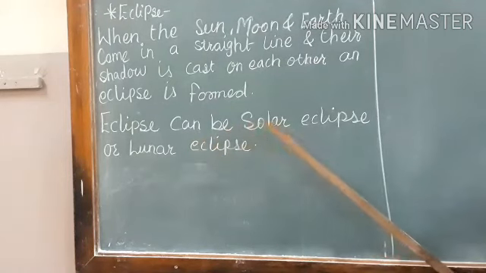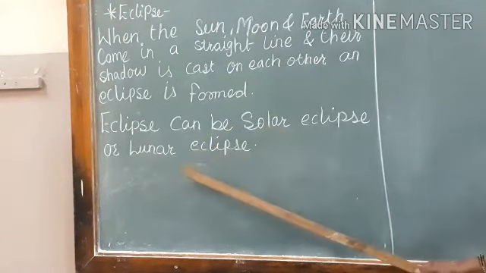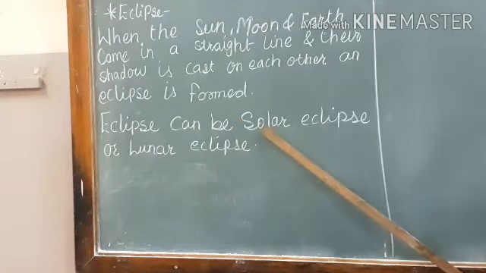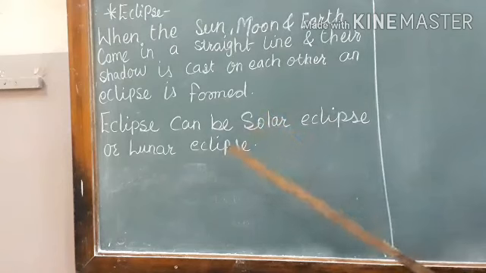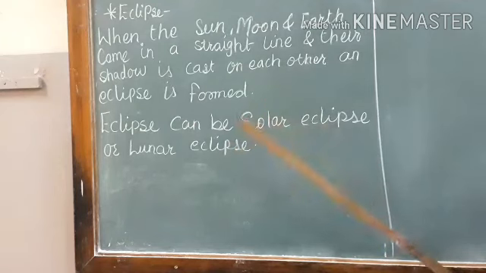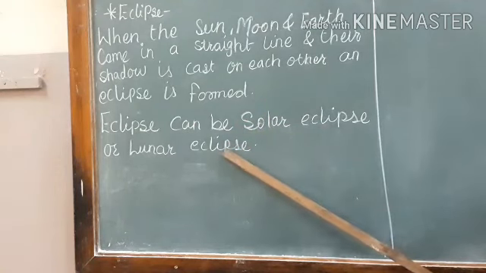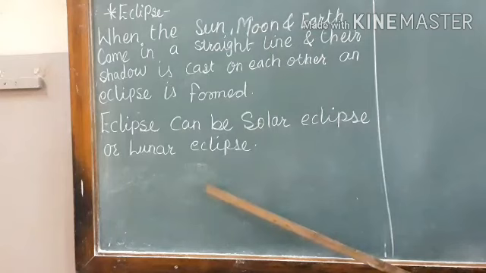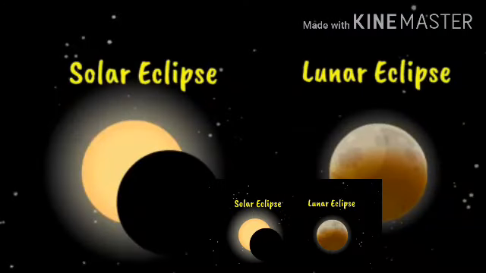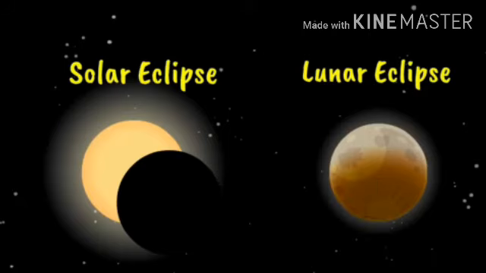Eclipse can be solar eclipse or lunar eclipse. Solar eclipse is of three types: total, partial and annular. Lunar eclipse is of two types: partial or total. The diagram shows you solar eclipse and lunar eclipse.